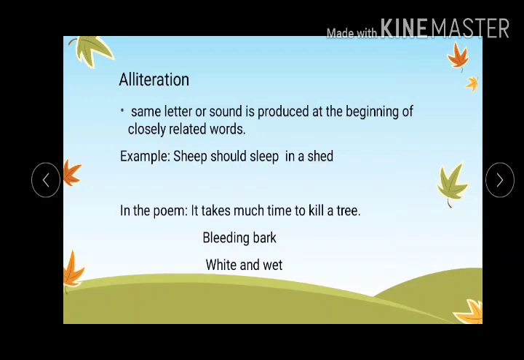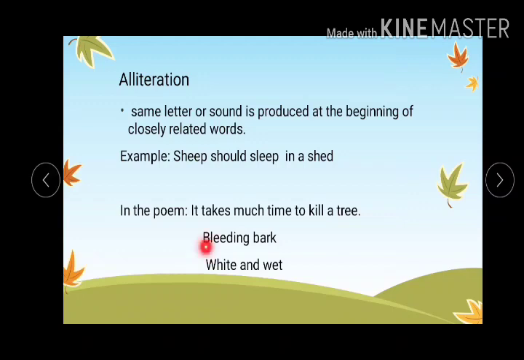Now let's see the example from the poetry. It takes much time to kill a tree. Now here you may see that there is no letter that is very closely related, but there is the sound T. Takes, time and tree. It all starts with the same sound.